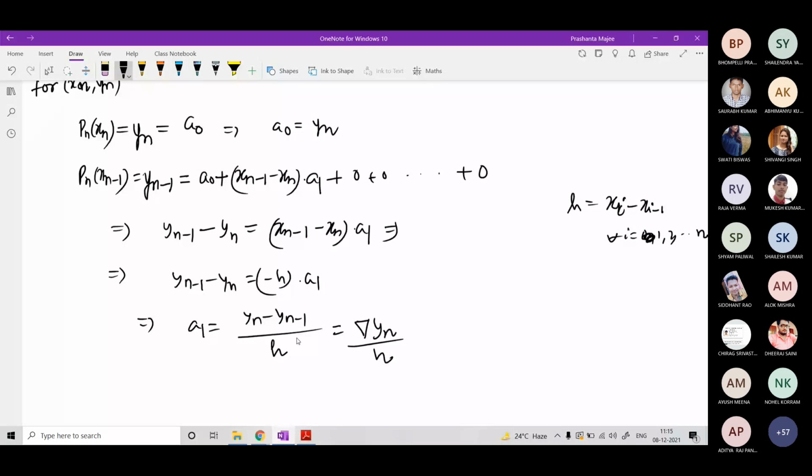Similarly, if you pass the polynomial through the point (xn minus 2, yn minus 2), this value was for the point (xn minus 1, yn minus 1). So next, if you pass the polynomial through the point (xn minus 2, yn minus 2), what should be the value of a2?